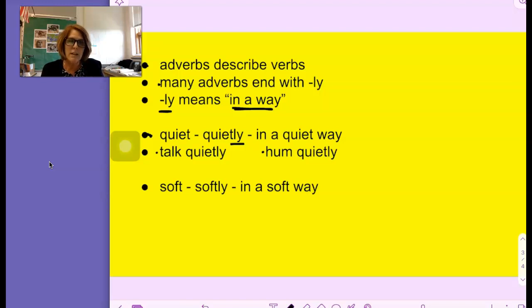So let's take a look at the word soft. When we add ly, it becomes an adverb, softly, because it tells us how someone does something.